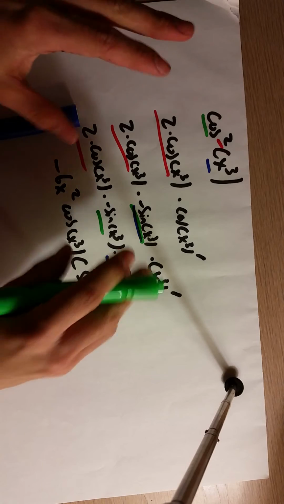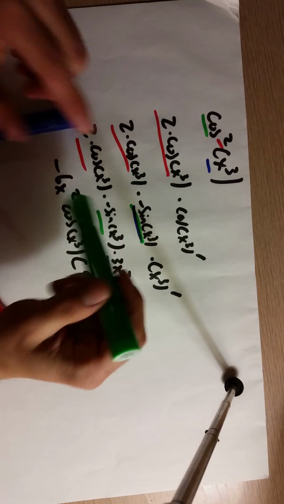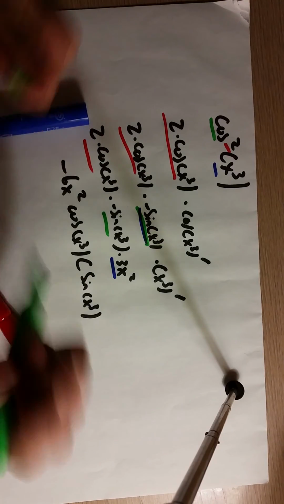Exponents will always be your outside layer. Always that, as long as it's not inside a function. So if you have some function to an exponent, then the exponent is going to be the outside layer.